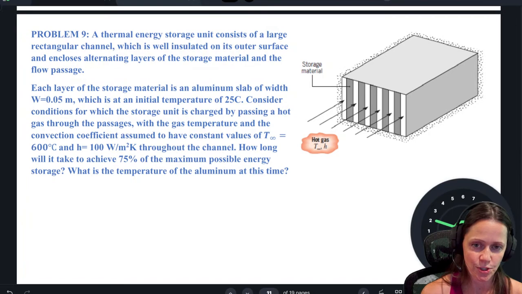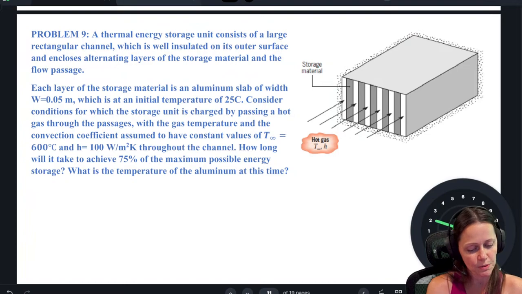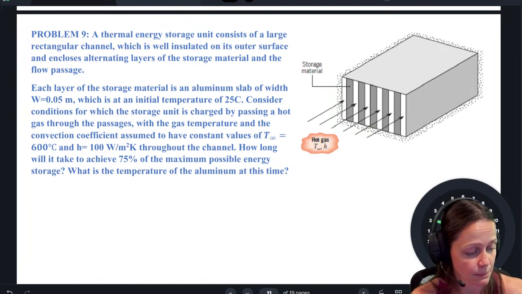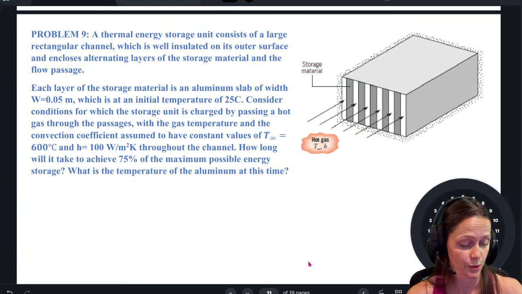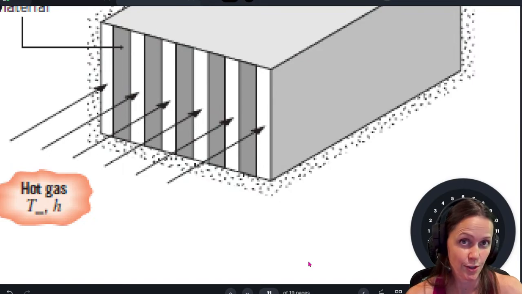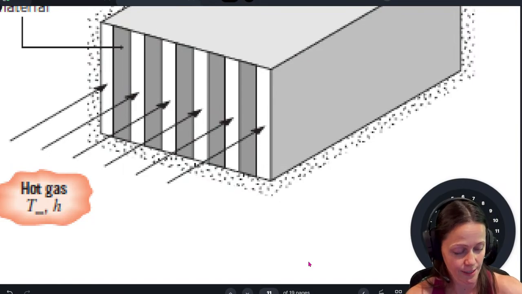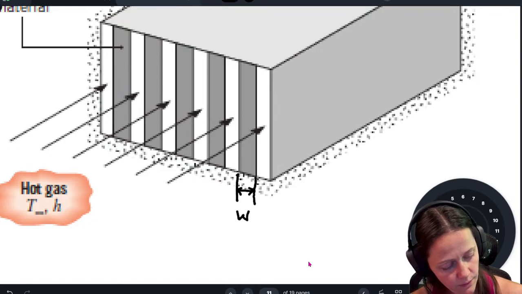So we have a thermal energy storage unit consisting of a large rectangular channel, which is well insulated on its outer surface and encloses alternating layers of the storage material and the flow passage. Each layer of the storage material is an aluminum slab of width 0.05. So I'm going to zoom in on the picture here so we can figure out what's going on. The white spaces look like where the channel is. That's where the hot gases are flowing through. And then each of those slabs is 0.05 meters.